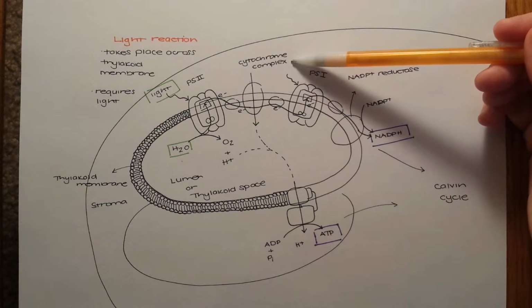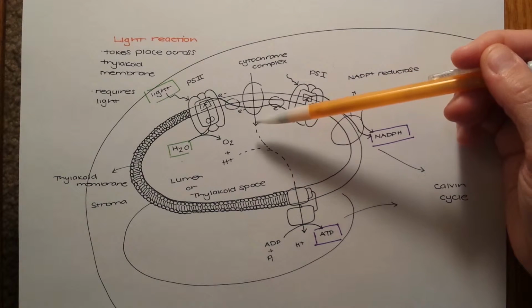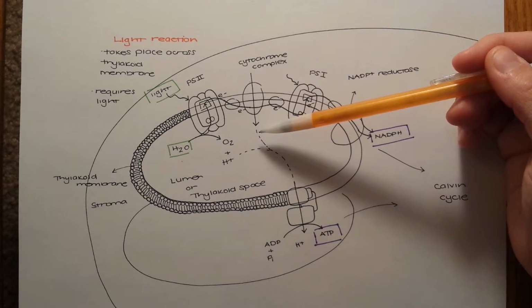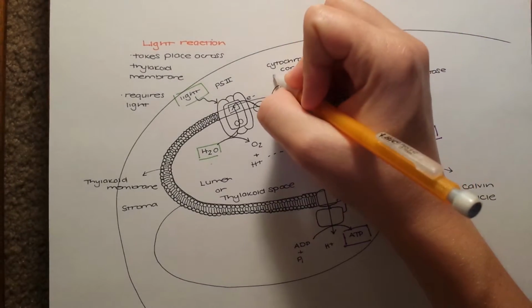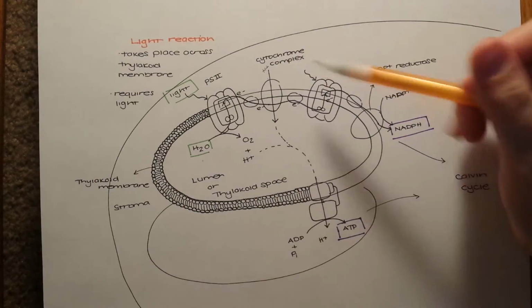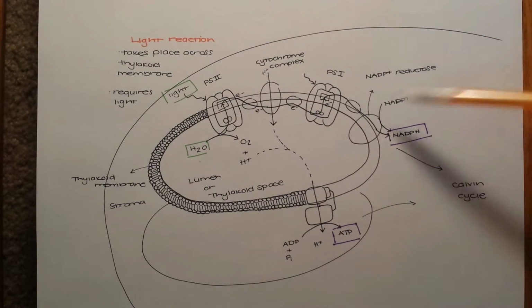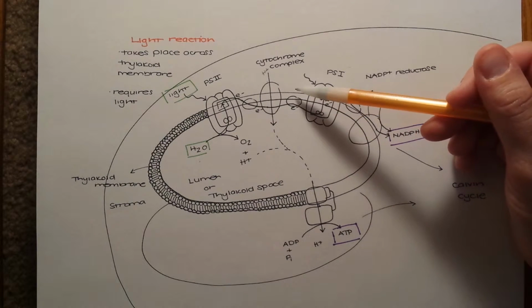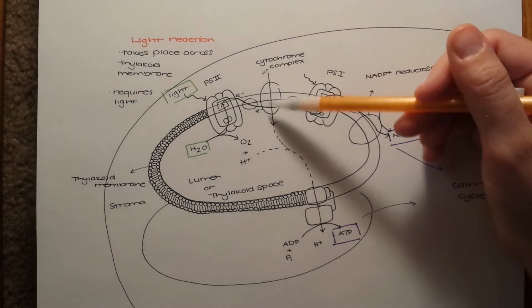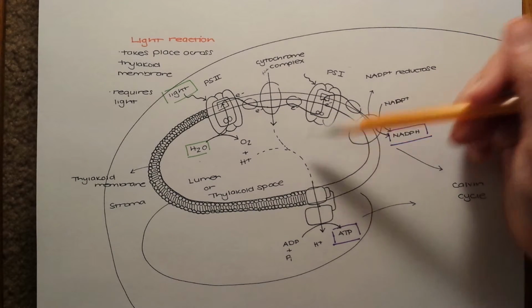When they reach the cytochrome complex, this is so important to us because it's going to create a concentration gradient. It's going to pump hydrogen ions. I should probably label that here. We're going to be pumping hydrogen ions across this membrane from the stroma, or this outside space, into the thylakoid space of the lumen, across the thylakoid membrane. So now we have more hydrogen ions in the thylakoid space than we do in the stroma.